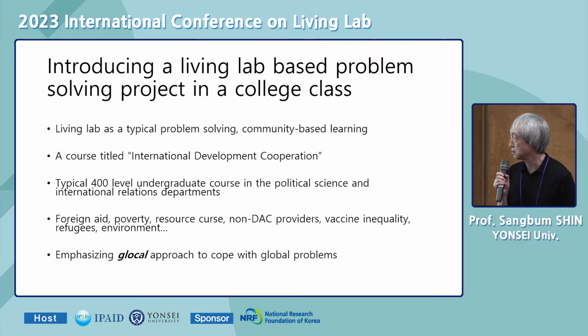My course is titled International Development Cooperation. It's a very typical 400-level undergraduate course in the Political Science and International Relations Department. And the topics are very typical: foreign aid, poverty, resource curse, non-DAC providers, vaccine inequality, refugees, environment, whatever. Between developing countries and developed countries, topics happening in terms of international development cooperation.